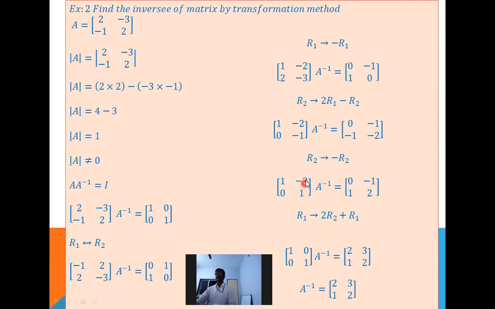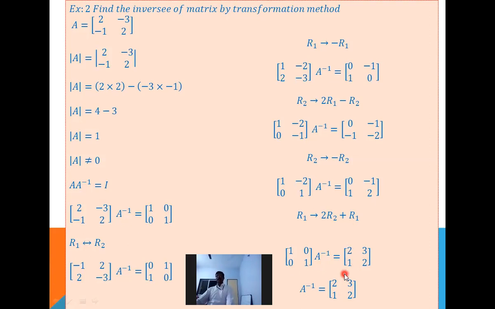याच्या मदतीने याला 0 करायचं, म्हणून R1 मध्ये चेंज करायचं आहे. R1 चेंजेस टू 2R2 + R1. याला 2 ने मल्टिप्लाय करा आणि याच्या सोबत याची बेरीज करा. मग याला 2 ने मल्टिप्लाय केल्यामुळे 0 + 1 is 1, 2 - 2 is 0. ओके, A inverse. याला 2 ने मल्टिप्लाय, 2 + 0 is 2, 4 - 1 is 3. Okay, so this is the identity matrix. So identity matrix into the A inverse, and this is A inverse. So this is the inverse of the given matrix.